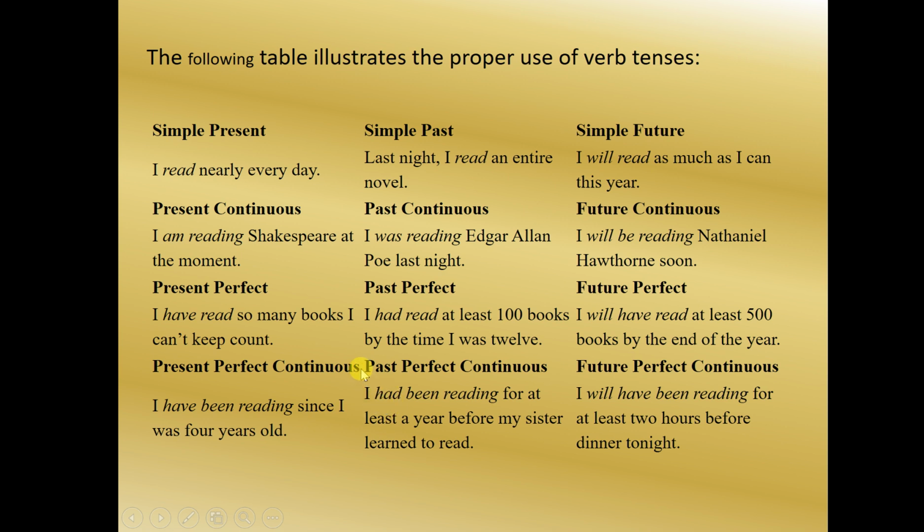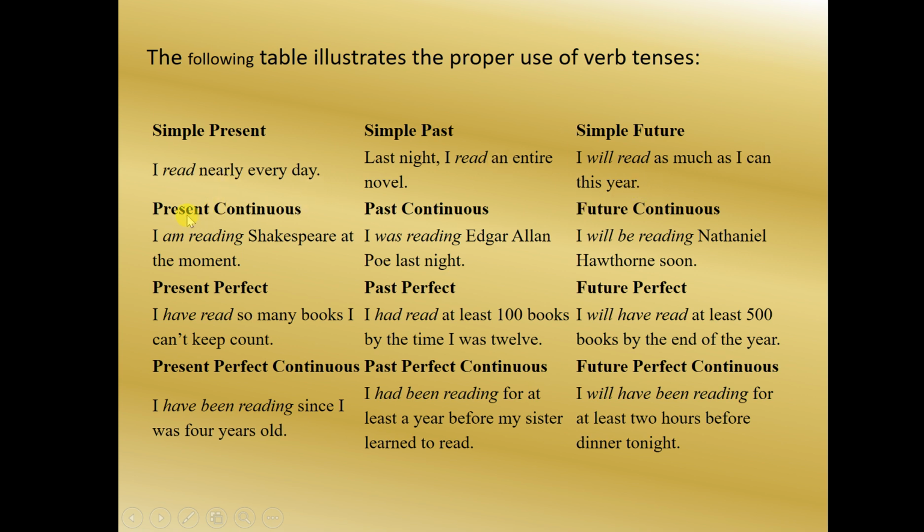Now let us see the table which gives the examples, the proper usage of verb tenses. So present simple, simple past and simple future. How are you going to write the simple present? I read nearly every day. In simple past, last night I read an entire novel. In simple future, I will read as much as I can this year.